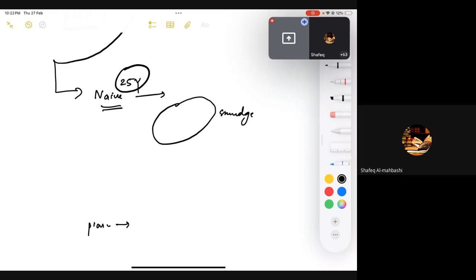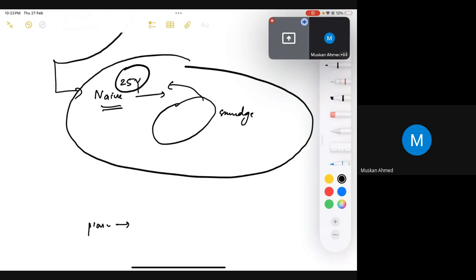Whenever you see smudge cells, they are neoplastic proliferative cells coming from naive B cells. Is that clear? Whenever they mention smudge cells, basically they are dealing with a neoplastic proliferation, chronic lymphocytic leukemia, which arises from naive B cells. So whenever you see smudge cells on a blood smear, you know the exact pathology, you know everything about it. You know that it's a CLL, and that it's of naive B cells.